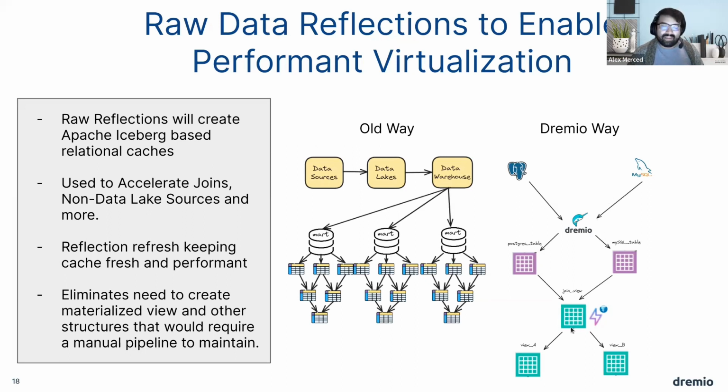But then I'll say, I joined these two tables, a Postgres table and a MySQL table, together. And sometimes when running that query, it takes a little longer than I'd like. What I can do is turn on reflections. I literally flip a switch in the Dremio UI. I just click a button. And what Dremio does under the hood is create a copy of the result in the same way that a materialized view did, but it's a very optimized copy.